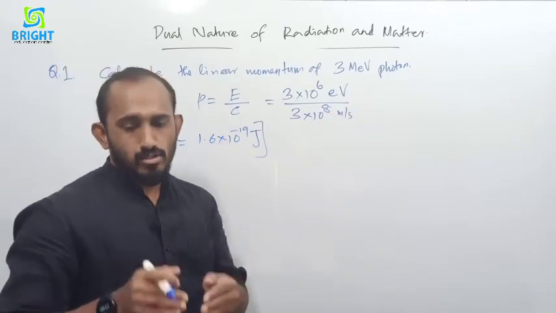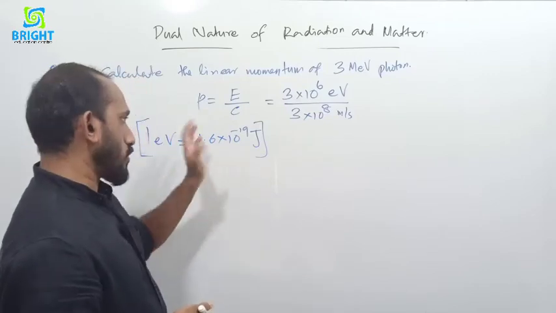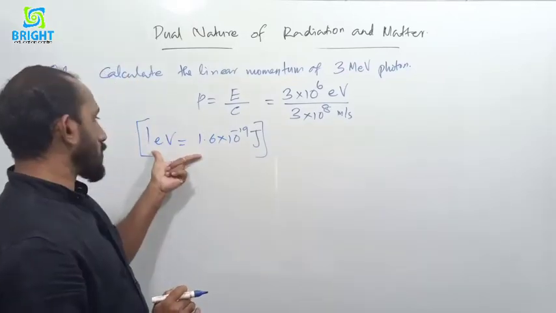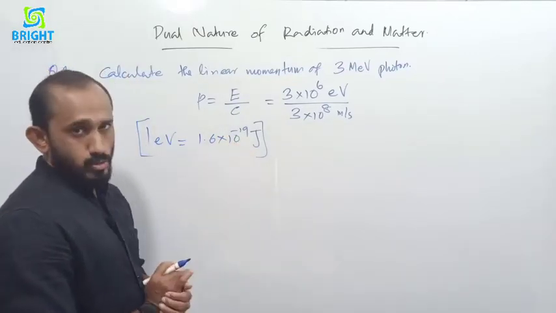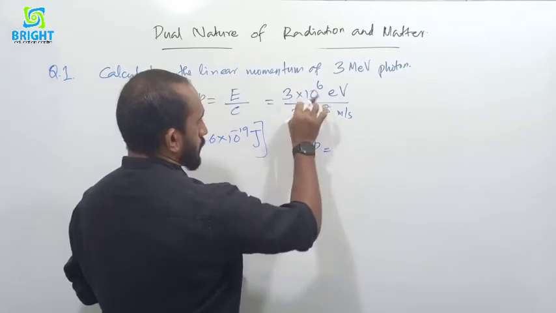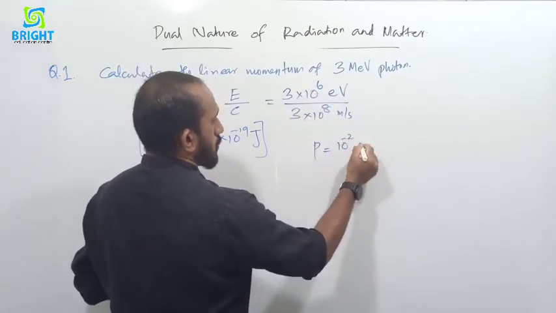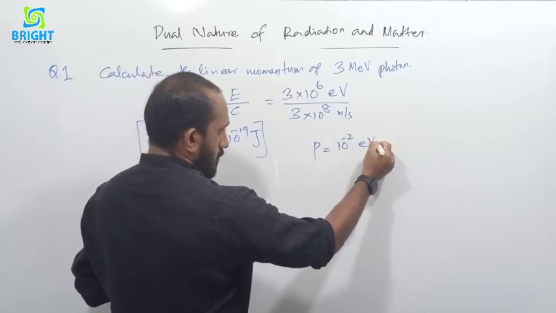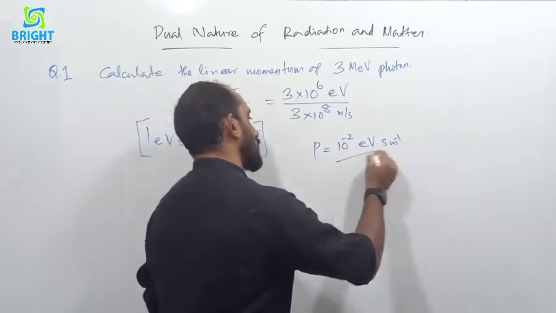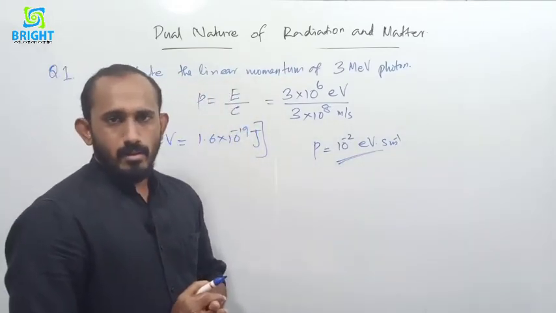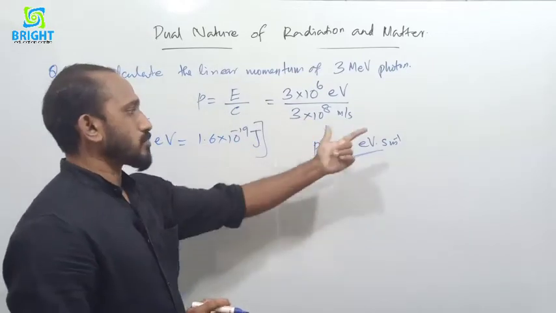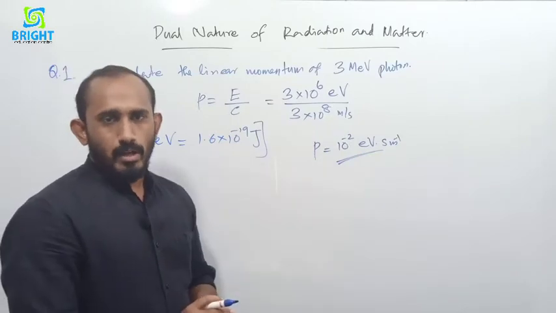In the options, the answer is also given in electron volt per meter per second, so no need to worry about it. If it is to be converted to joules, you should do it this way: 1 electron volt is equal to 1.6 into 10 to the minus 19 joules. So this P is equal to, 3 and 3 you can cancel, so 10 to the minus 2 electron volt second per meter. Rearrange it. This is the answer for the momentum. Now, if the answer should be converted to kilogram meter per second, then you should multiply with 1.6 into 10 to the minus 19. You will get it. I hope you got it.